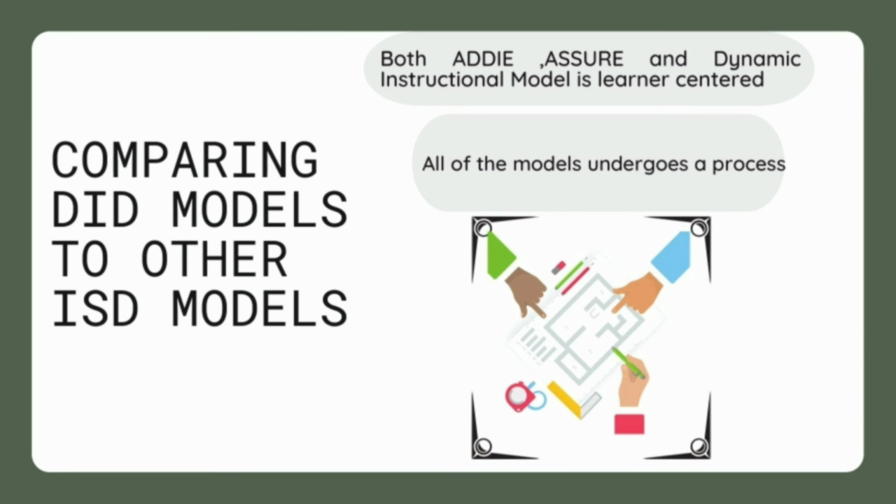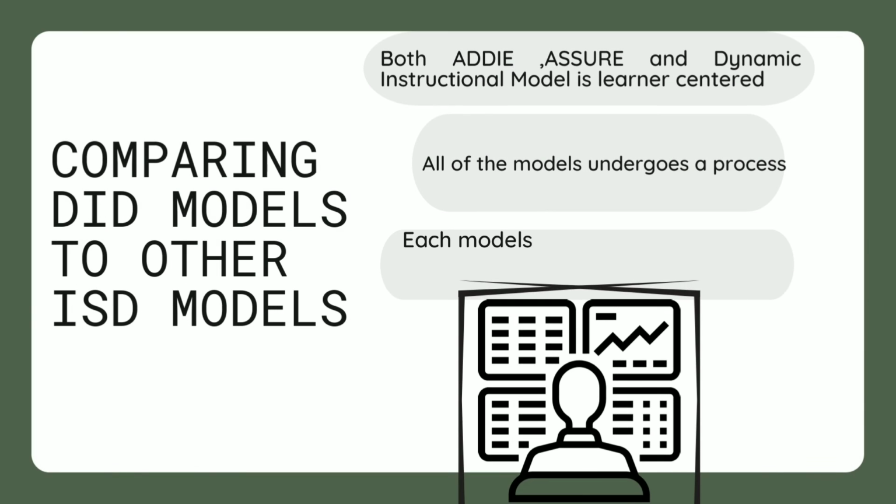ADDIE has 5 phases that stand for analyze, design, develop, implement, and evaluate, and ASSURE stands for A, Analyze learners, S, State goals and objectives, S, Select methods and media, U, Utilize media and technology, R, Require learner participation, E, Evaluate and revise the blended learning strategy.